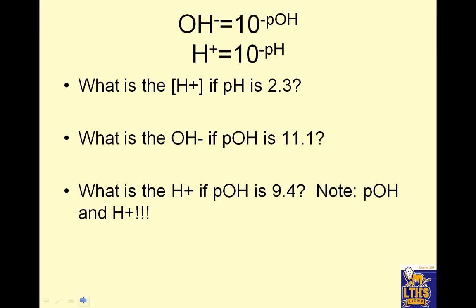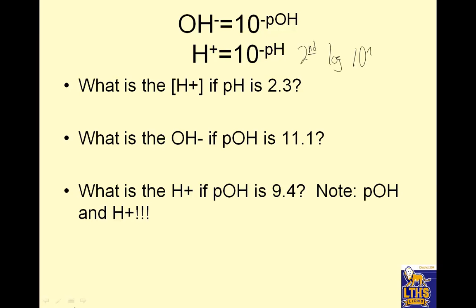Okay. If I want to find OH negative, I have pOH. OH negative equals 10 to the negative pOH. H positive equals 10 to the negative pH. There's a nice little trick here. If you hit the second button on your calculator and then log, that will do the 10 to the for you, and that's a little quicker.